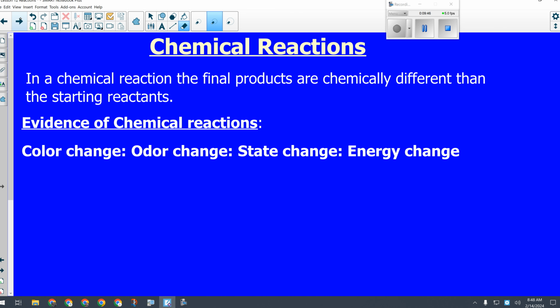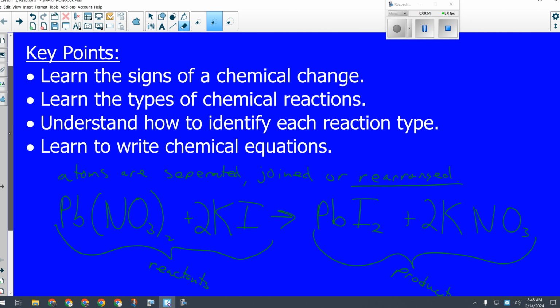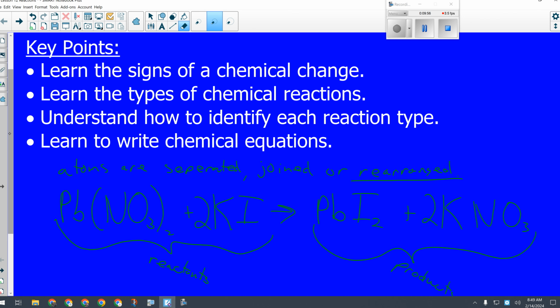Okay, so in a chemical reaction, the final products are chemically different than the starting reactants. And we can see that in the reaction I wrote here. My products are chemically different than what I started with. They contain the same elements, but they're rearranged so they're different. To give you an example, this is a clear solution. This is also a clear solution. This is a yellow solid, and this is a clear solution.